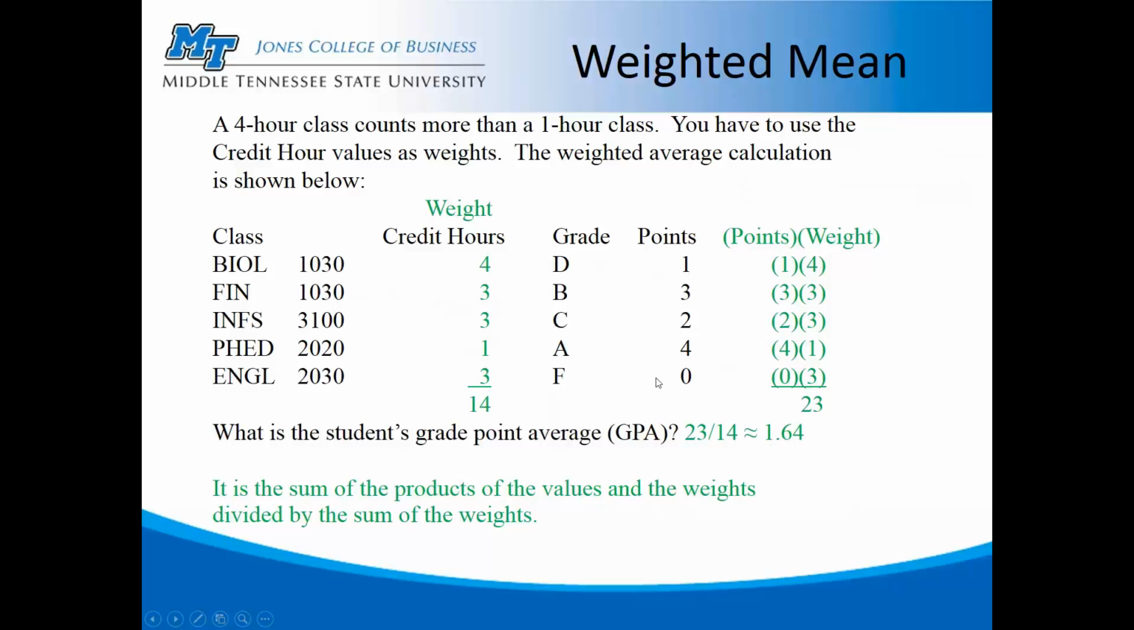Now if this student had made an A in that 4-hour class and made a D in the 1-hour class, if these two grades had been switched, then this turns out to be about a 2.29, which is quite a bit of difference. But you need to calculate items like this using a weighted average, not just a simple average.